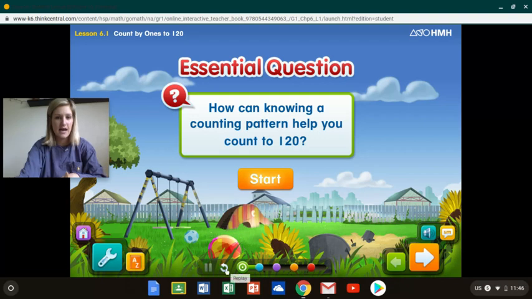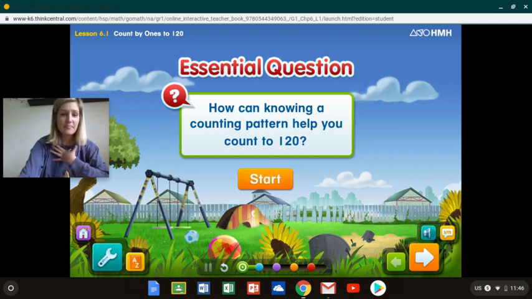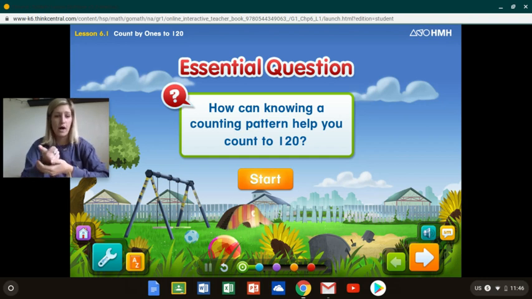How can knowing a counting pattern help you count to 120? So they're having us think about counting patterns to count to 120. Excuse me. So when we're thinking about a counting pattern, Mrs. Maris is kind of thinking back to when we count by ones. That's a counting pattern. 1, 2, 3, 4, 5.